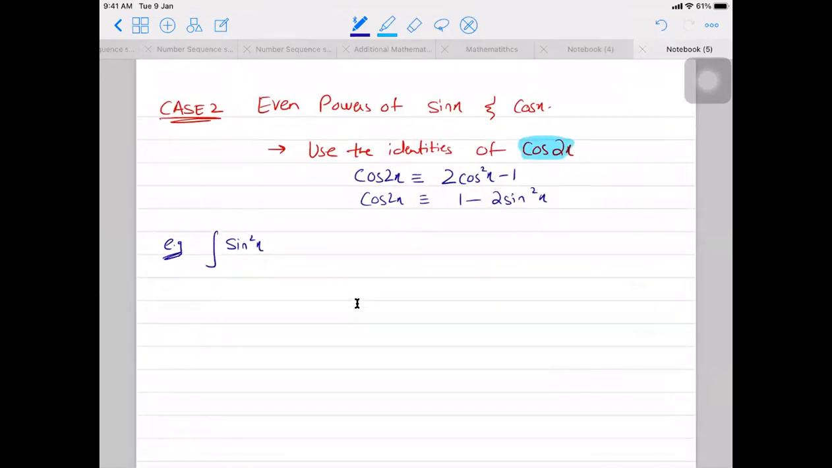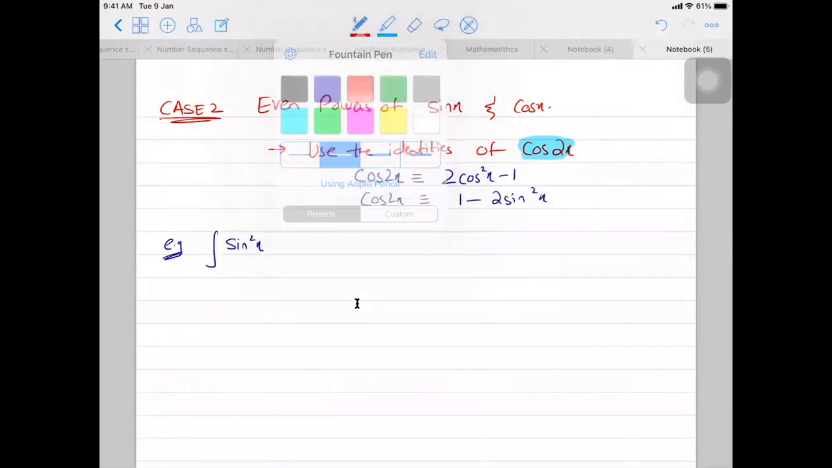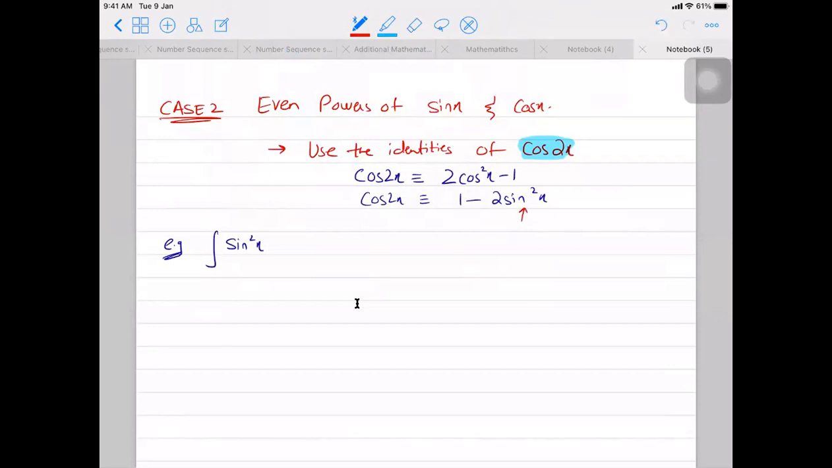So we are going to use these trig identities, the double angle identity of cos 2x particularly, to integrate sine square x. As I said, we just can't integrate sine square x by saying sine cube x upon 3. No, it doesn't work like that. So if I have to integrate sine square x, I'm going to make use of this double angle identity.